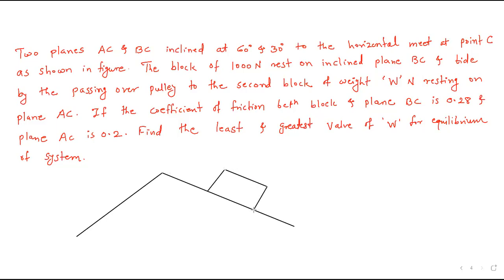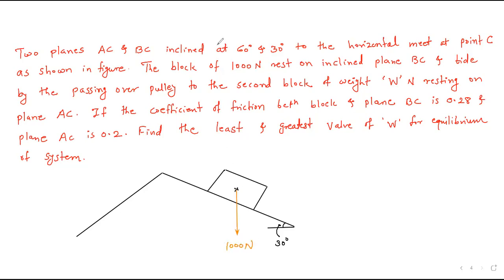So this block is of 1000 Newton. This is the block which is placed over here on a plane of 30 degree. If I draw the horizontal line over here, this angle they have given us as 30 degrees. The centroid of this block is somewhere here, and from the centroid the weight will act vertically downward. So this is the weight, and they have told us it is 1000 Newton.